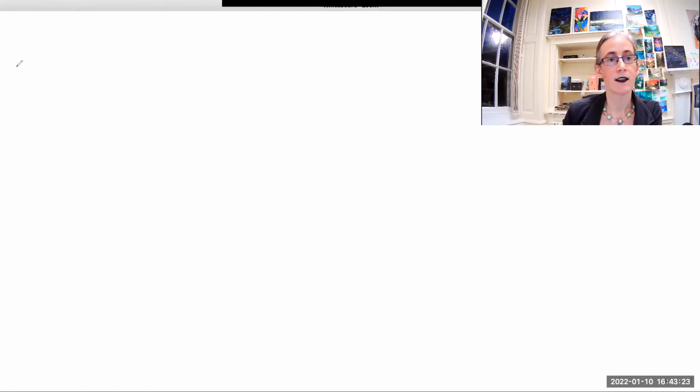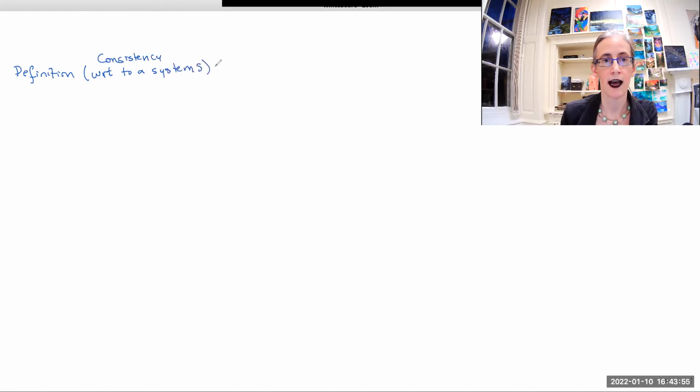And that is something that we've seen before. So the definition of consistency is actually going to be consistency with respect to a particular proof system. Because this notion of consistency is not semantic consistency, but proof theoretic consistency. So we'll just add a little parenthetical here. So this is consistency with respect to a system S.